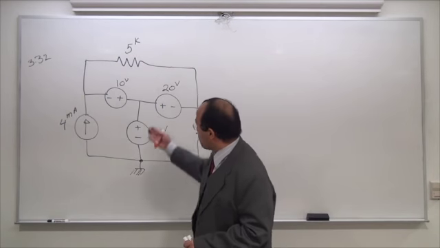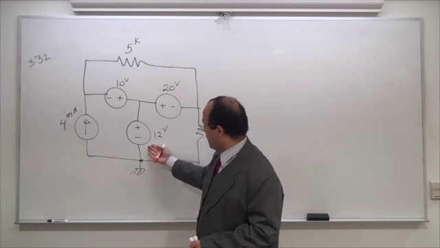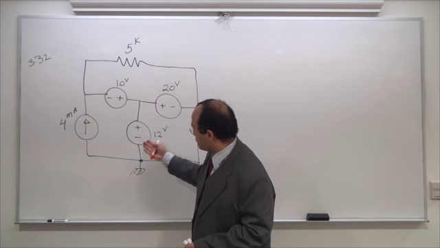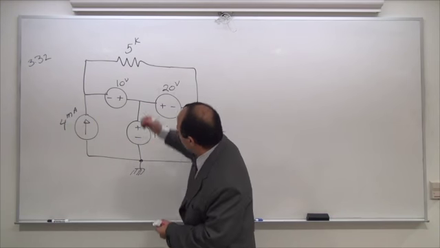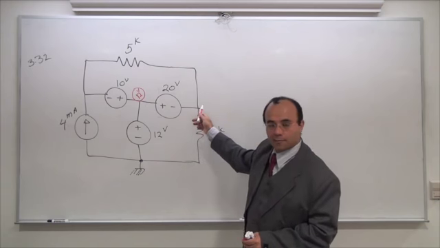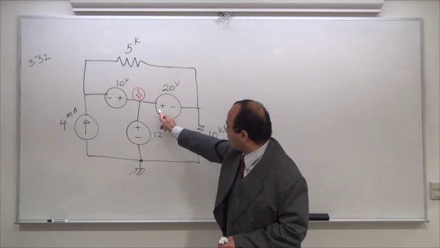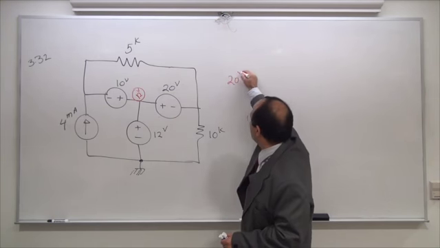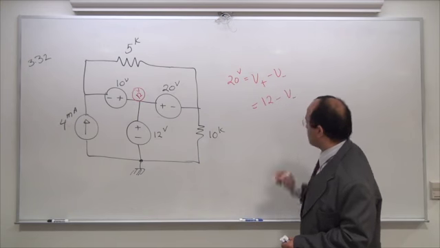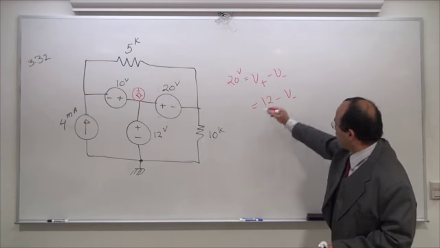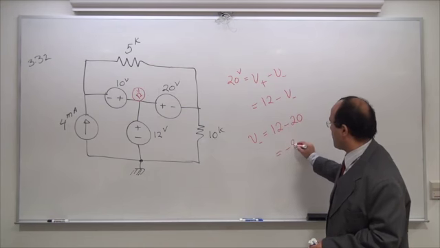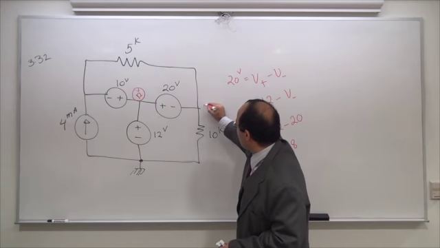If this is a reference node, how much is this? This is 12 volts. One end is 0, the positive side is this. So 12 is equal to the plus minus the minus. Plus minus 0, this is going to be 12 volts. If this is 12 volts, how much is this? 20 is equal to plus minus the minus. The plus side is 12. The minus side, I don't know. Let's find it. Minus side goes to the one end. It's going to be 12 minus 20. So this is going to be minus 8. 12 minus 20, that's minus 8.